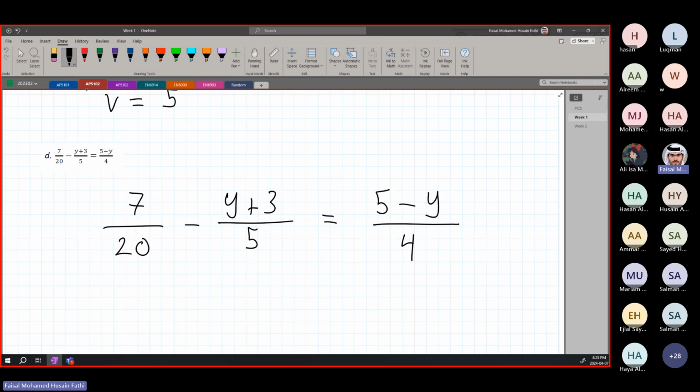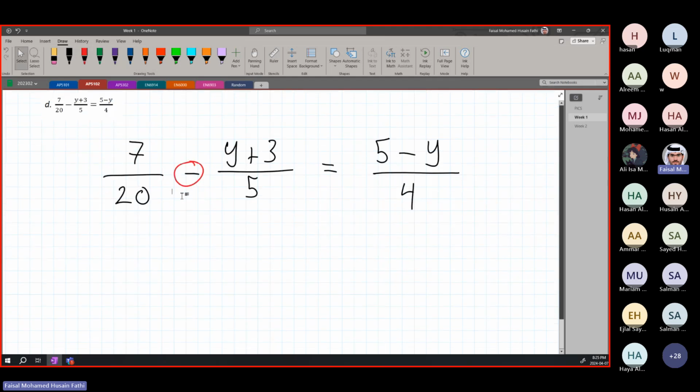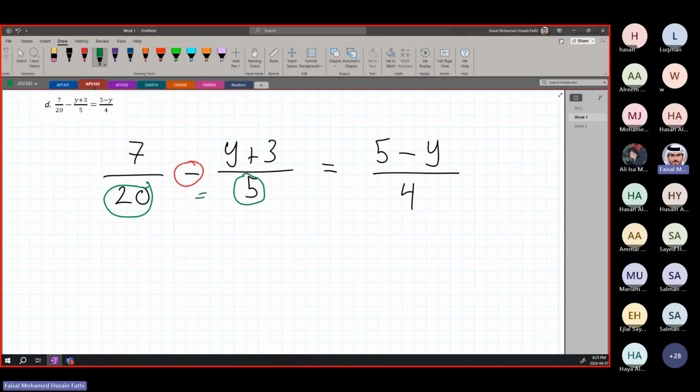Okay. Here we cannot directly do cross multiplication. Why? Because we have a minus here. Okay. The way I would solve this, there are multiple ways you can solve this, but the way I would solve this is I will find the common denominator. Meaning I want this value to be equal to this value so that we have only one fraction. How do we do that?